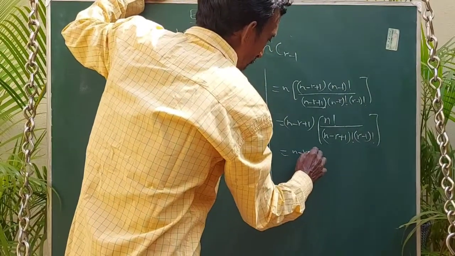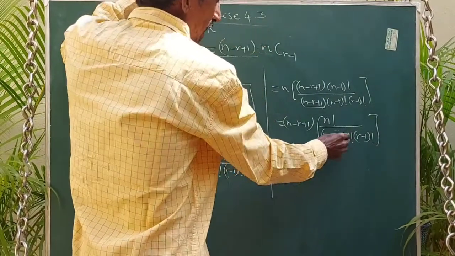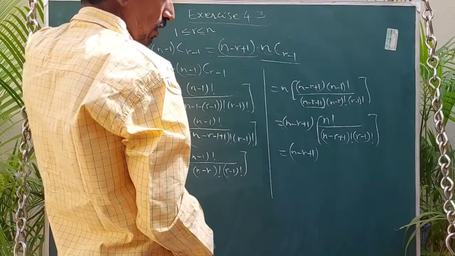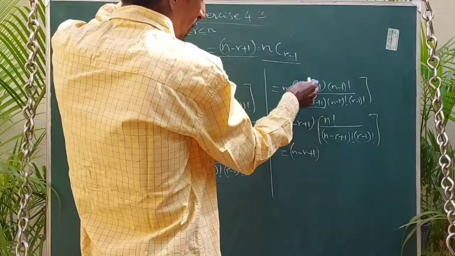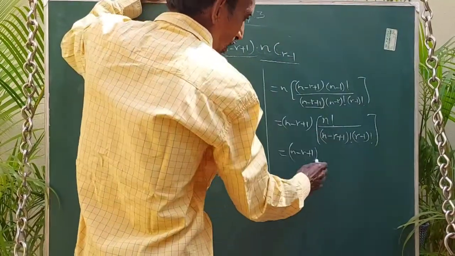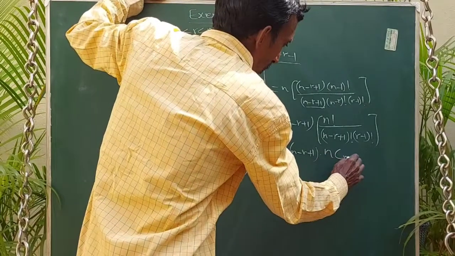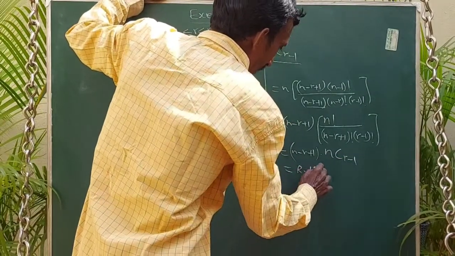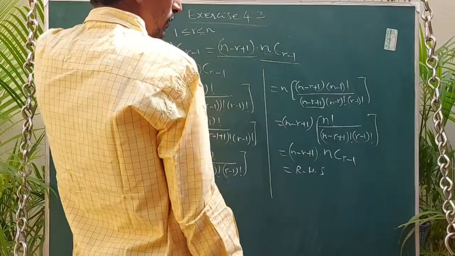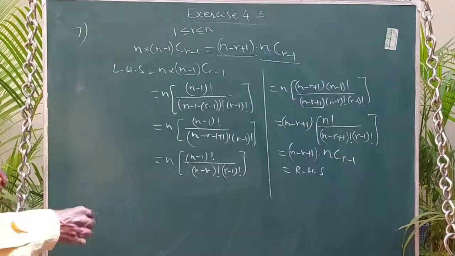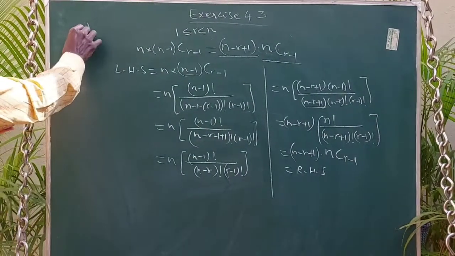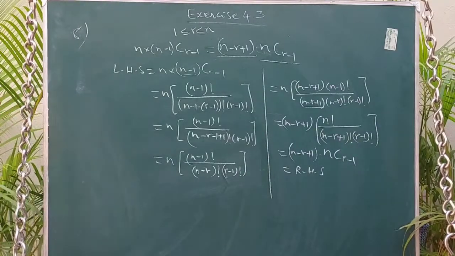So n minus r plus 1 into nC r minus 1, because in the place of n we have n and in the place of r we have r minus 1. That is the RHS. Sorry, this is question number 8. And next, question number 9.